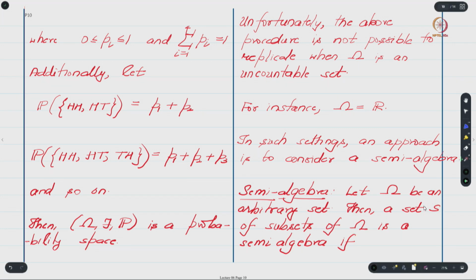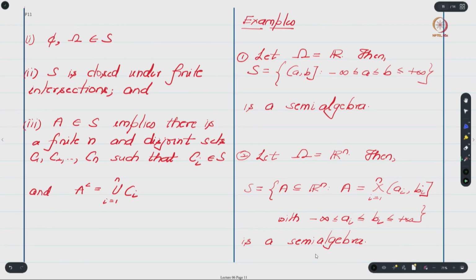So S is some collection of subsets of omega. This is a semi-algebra if it satisfies the following three properties. The first is that the empty set and omega should belong to S. This collection should be closed under finite intersections. And if any A belongs to S, it implies that the complement of A can be expressed as a finite union of disjoint sets in S. So this is what this property means. If your S satisfies these three properties, then one can say that S is a semi-algebra.